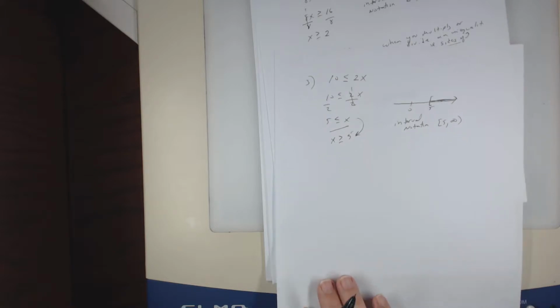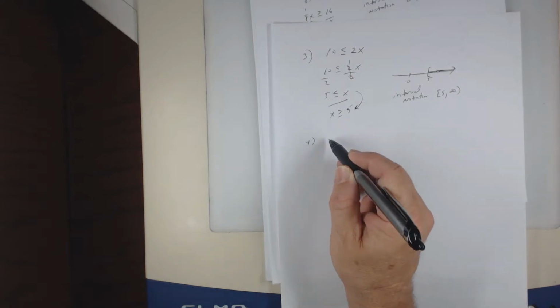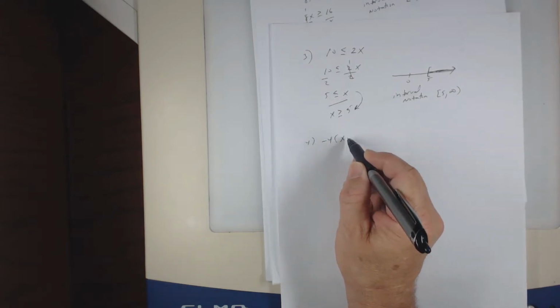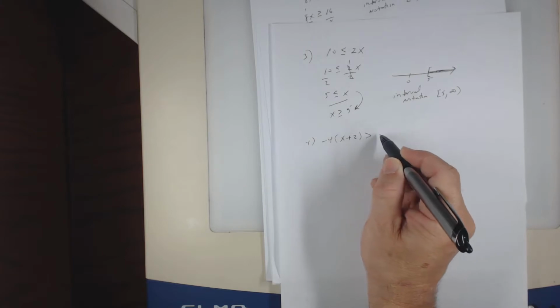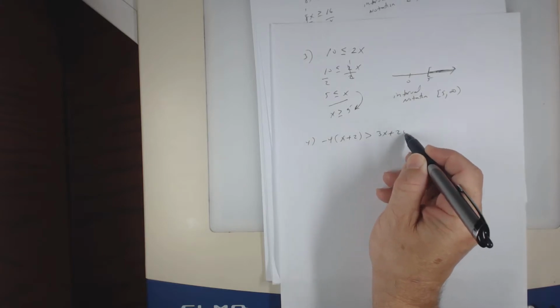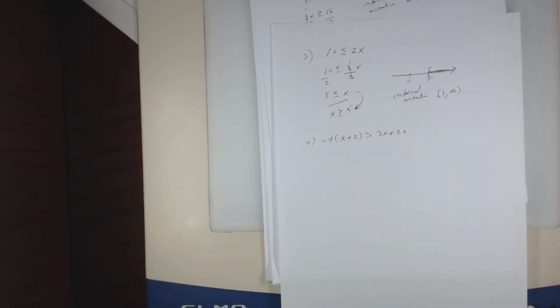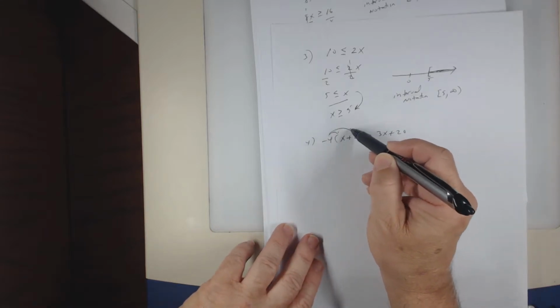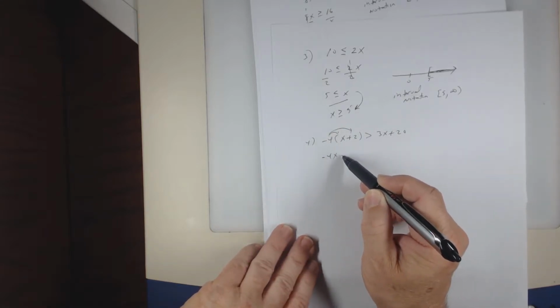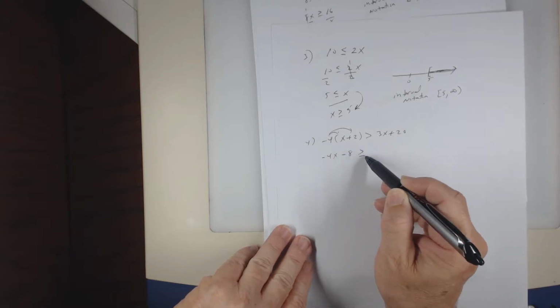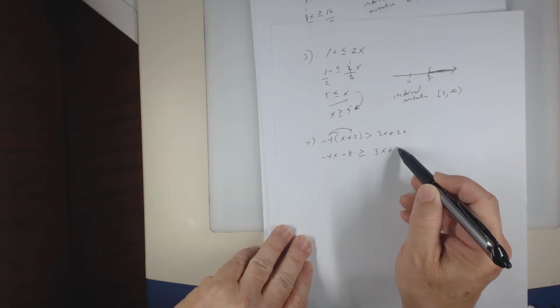All right, what about this one? Let's look at this one. You have negative 4 times x plus 2 is greater than 3x plus 20. What are you going to do? Distribute. Okay, so distribute the negative 4. So I get negative 4x and what else? Minus 8 is greater than 3x plus 20.